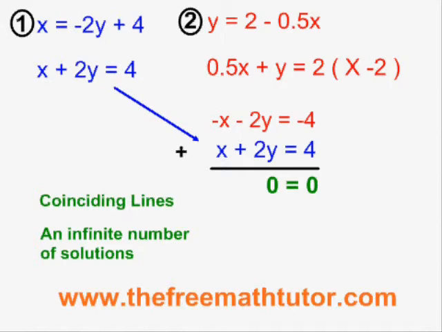Make sure that you get all the way to the end in answering the question and giving the solution set, otherwise you're not going to get full marks for the problem on an exam. This is how we deal with coinciding lines when we are using the elimination through addition method to find the solution set of a system of two equations in two variables.